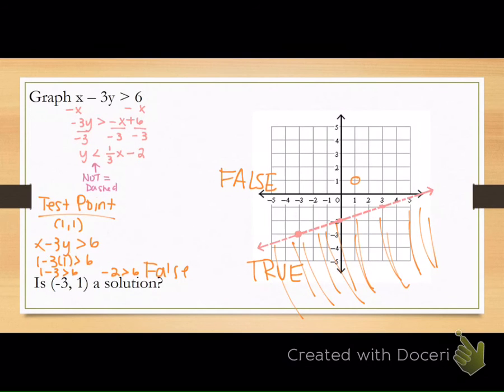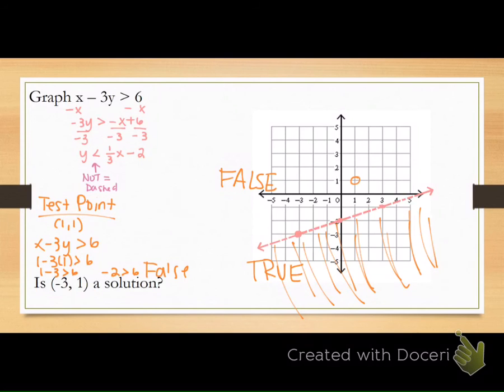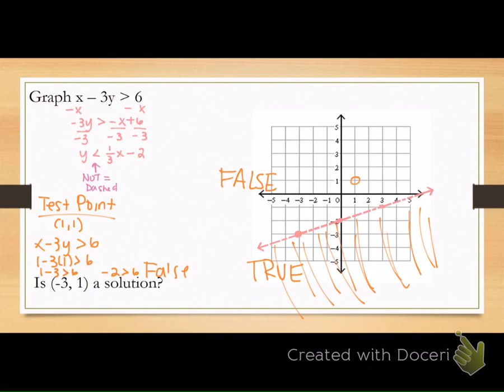Is negative 3, 1 a solution, Brian? Is negative 3, comma 1 a solution? No. It's not in our shaded region.